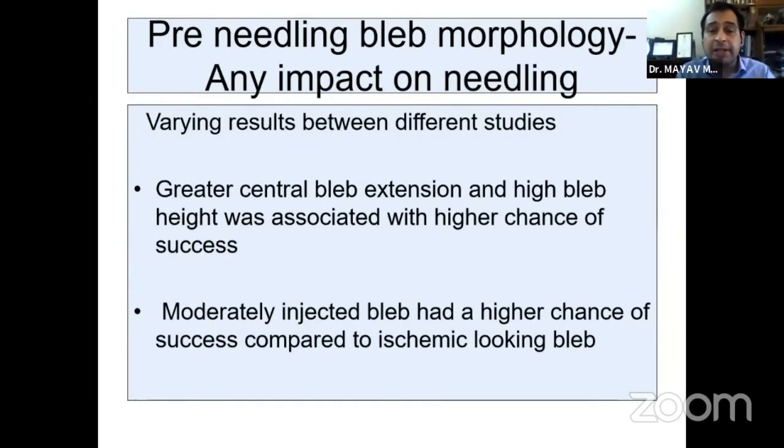Is there any impact of pre-needling bleb morphology? Again, varying results between different studies. However, some have shown that a bleb with greater central bleb inspection and a higher bleb will be associated with a slightly higher chance of success. And a moderately injected or vascularized bleb had a higher chance of success compared to a whitish, ischemic-looking bleb.